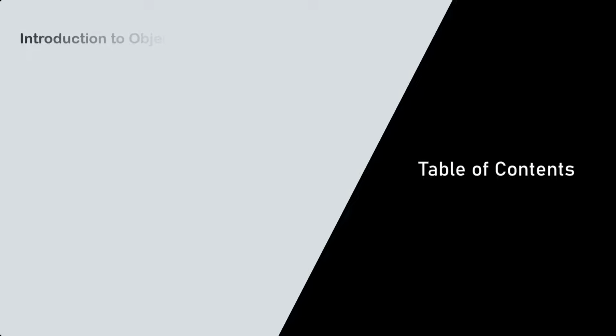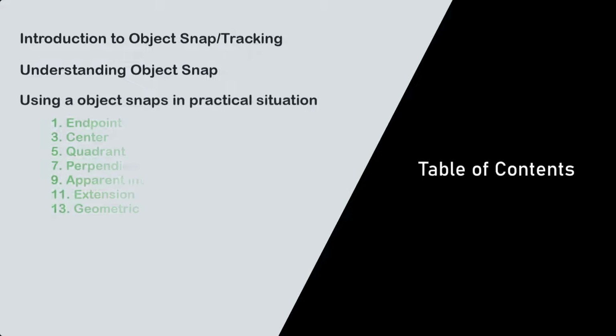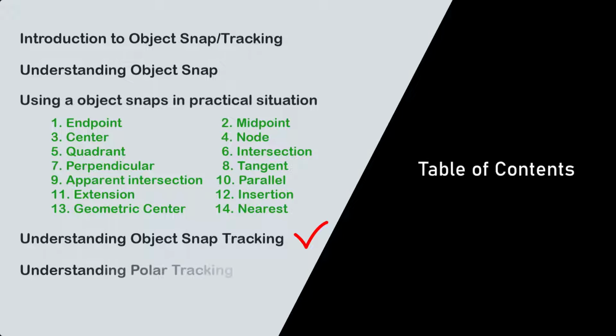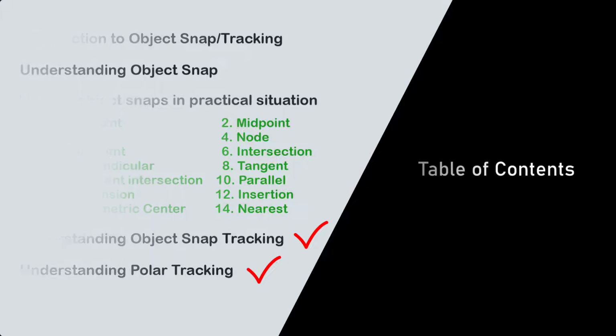In the previous video we saw all about object snap, like introduction, understanding how it works, and each option in object snap. Now we will discuss object snap tracking and how it works. Also we discuss polar tracking. So let's start one by one.